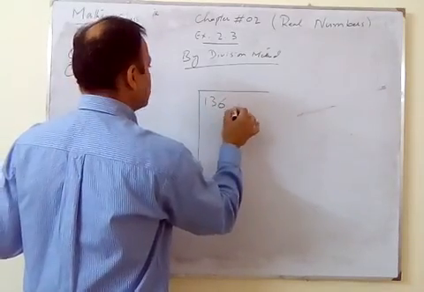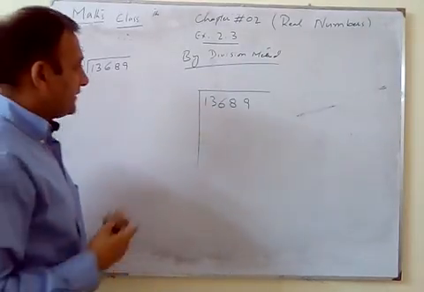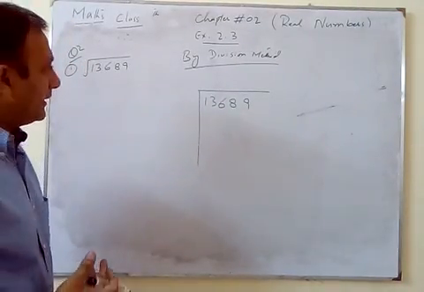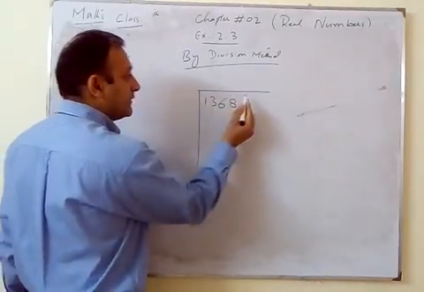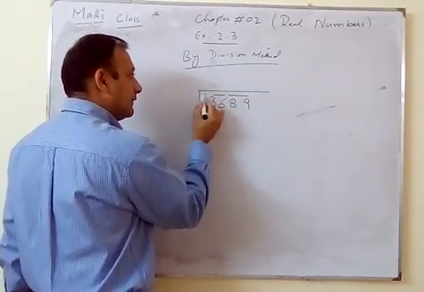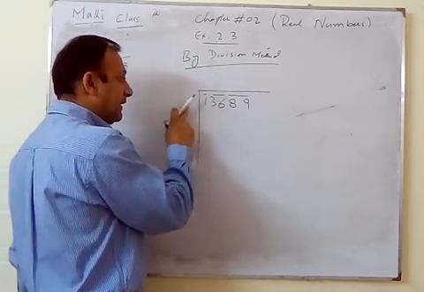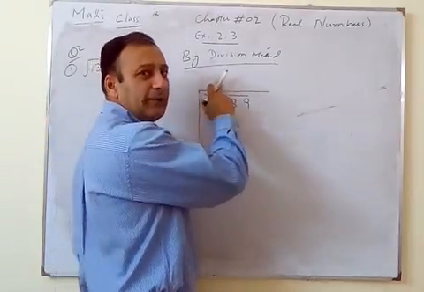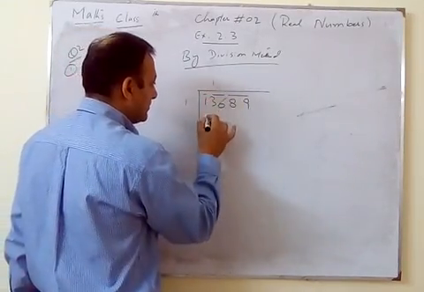13689. So we divide this number. First of all, before dividing the number, we have to make pairs in the division method. So we start from right to left. This is the only one. And the value of the number which we take here, the same number we have to take here. Both. So 1, 1, 1.